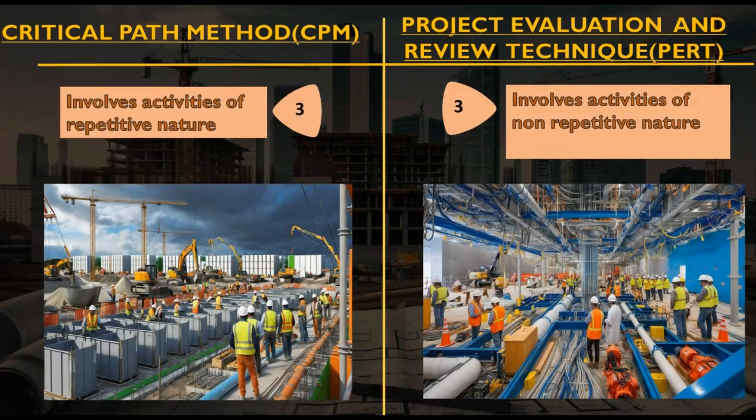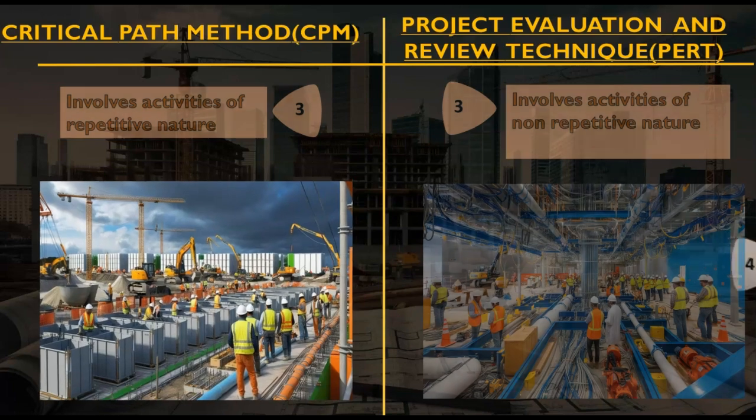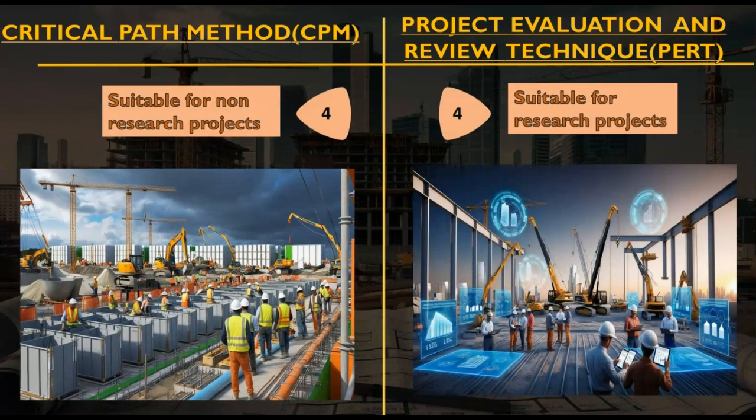Critical path method involves activities of repetitive nature and PERT involves activities of non-repetitive nature, because in PERT the uncertain activities are assigned, which are non-repetitive. CPM is suitable for non-research projects and PERT is suitable for research projects because research involves uncertainty and PERT is used in case of uncertainty.